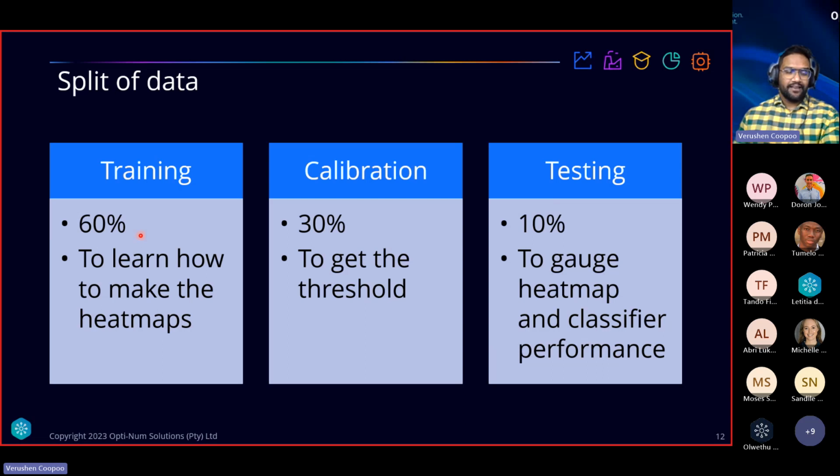So our training set from our database of images of pills, we're going to take 60% of them and actually use them to train the FCDD, and this is going to learn how to make these heat maps. The calibration dataset, which is 30%, is actually what's going to be used to try and get that threshold of what's normal versus abnormal. And then the remainder, our testing set, needs to actually be used to gauge the performance of our classifier and our heat map. So this evaluation of the performance, it's a really important part of any data science workflow, and it should never be neglected. Of course, this data split, like I said, depends on many things, including the data you have and your application.